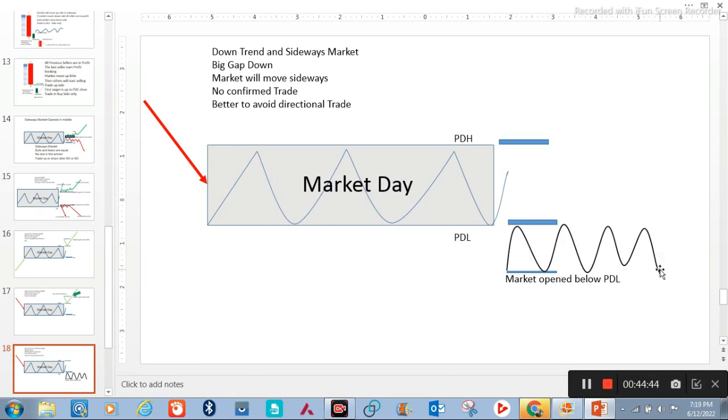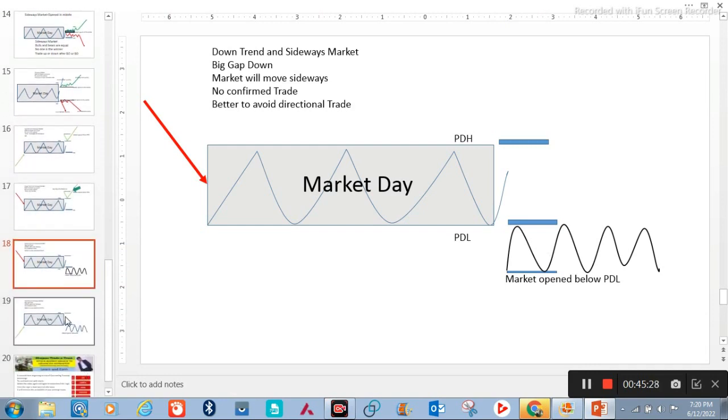There is no confirmation of trade in any direction. Better to avoid this kind of market, or we have options sellers, they can sell the straddle or strangle in the sideways market. There is no market direction here. There will not be any confirmation. Downtrend, sideways market, opened below the previous day low, it will be a sideways market only. It is better to avoid trading in such markets.